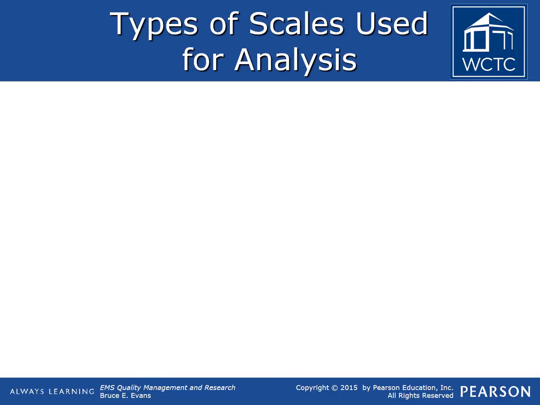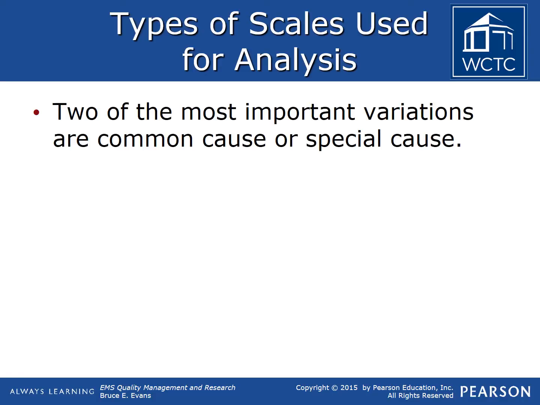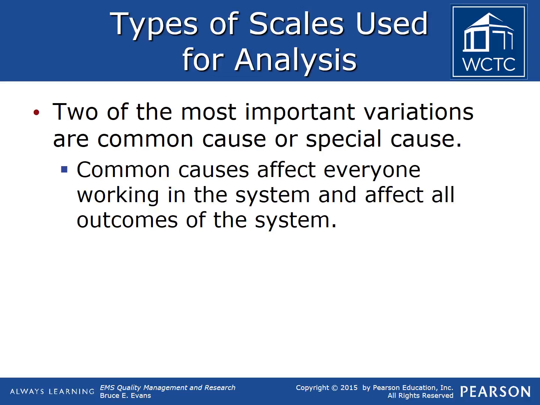In conducting a data analysis, the researcher is looking for variations in the data. Such variations can result from either common causes or special causes. Common causes are those causes or data points in the system over time that affect everyone working in the system and affect all outcomes of the system.